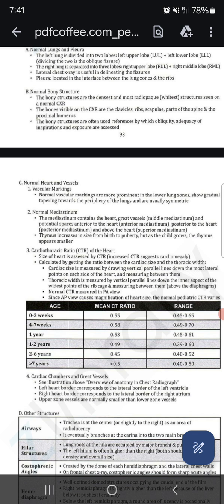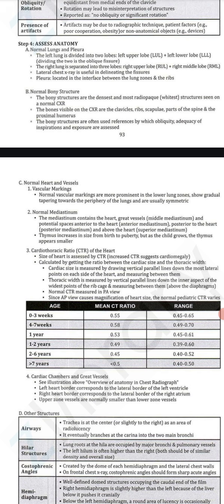Cardiothoracic ratio of the heart. The size of the heart is assessed by the CTR. An increased CTR suggests cardiomegaly. It is calculated by getting the ratio between the cardiac size and the thoracic width.